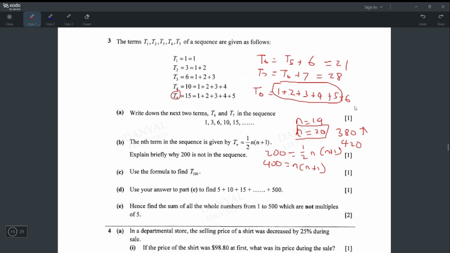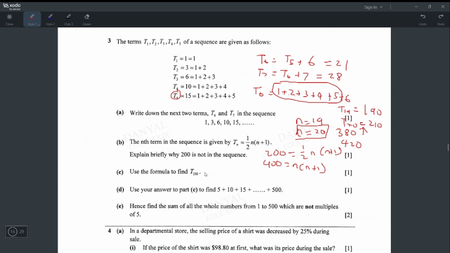So if we try to find what T19 is, it's actually just this number divided by 2, it's 190. And T20 is this number divided by 2, it's 210. So you notice that 200 is actually in between these two, but there's no number such that Tn will ever be 200.